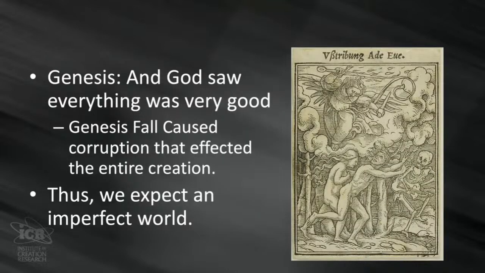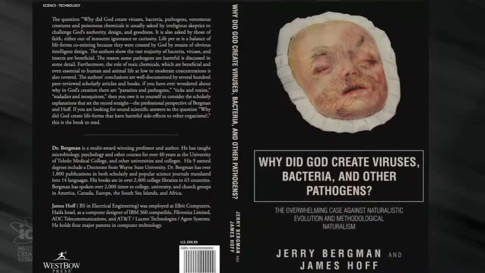Especially since Genesis said, and God saw everything was very good. The Genesis fall caused corruption that affected the entire creation. So everything originally was very good, but the fall occurred. Thus, we will expect an imperfect world, which is what we see around us.